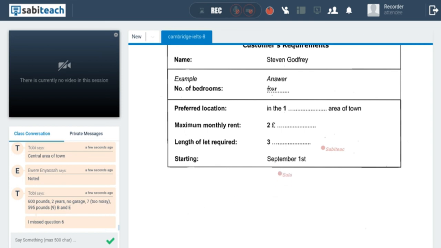The answer to question 3 is 2 years. 2 years. All right, so good. So we are going to listen to answer questions 4, 5, 6, 7, 8, 9, and 10. All right.